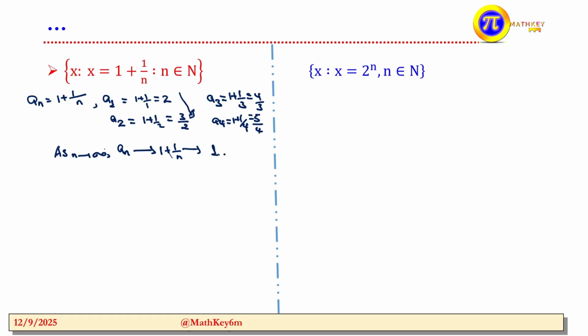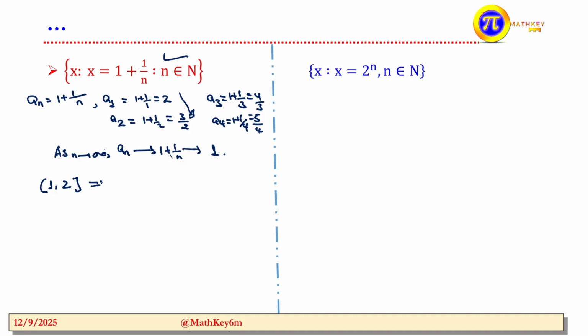So since it is decreasing and approaches 1, the given set doesn't include 1. The interval looks like 1 to 2, including this 2. So whatever value we take, the values of this set lie between 1 and 2, including the upper one, 2.